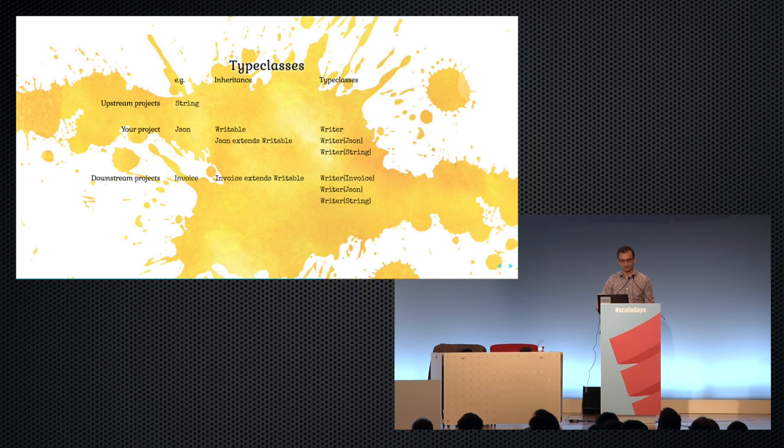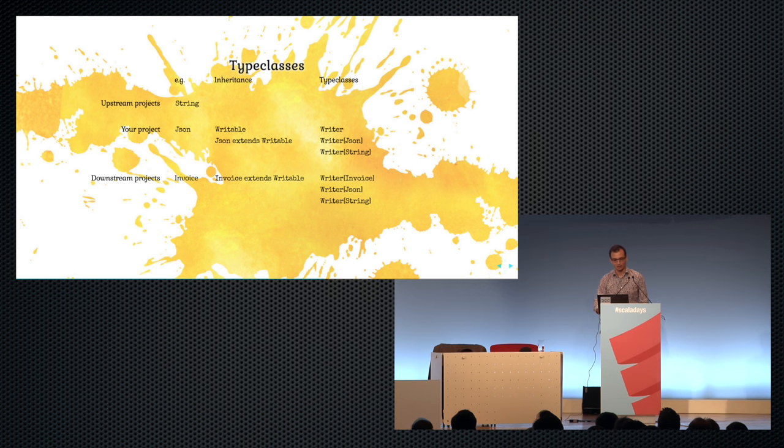Now, we can't down here say that JSON is writable. So if the person who wrote the JSON library didn't anticipate writability of JSON, then there's no way down here in our downstream project to actually say that JSON is writable. And we can't ever say that strings are writable because they don't inherit this writable trait. So we're limited, we can't retrofit these capabilities to types we don't already own.